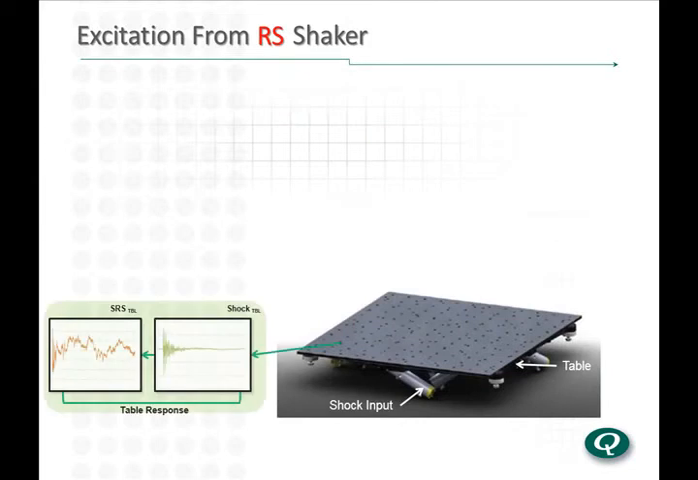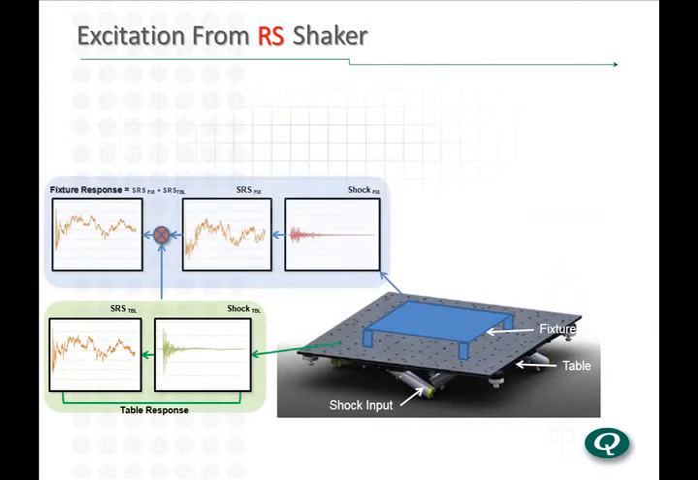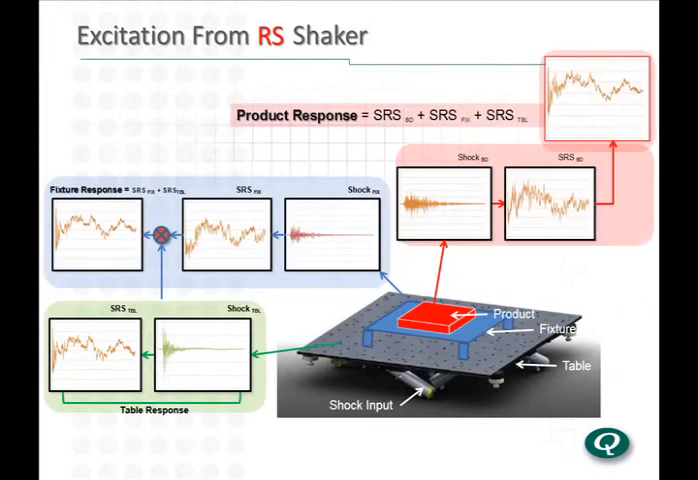The shocks cause all components in the product to ring at their own resonant frequencies, where fatigue accumulates fastest. These shocks and the resultant resonant excitation are what makes RS vibration so effective for rapidly fatiguing product.